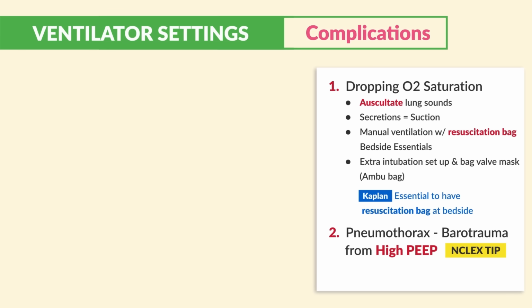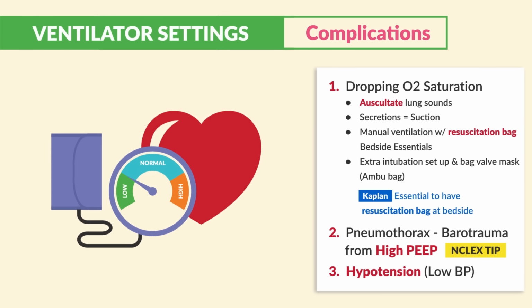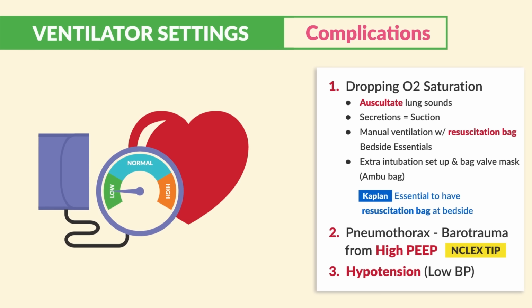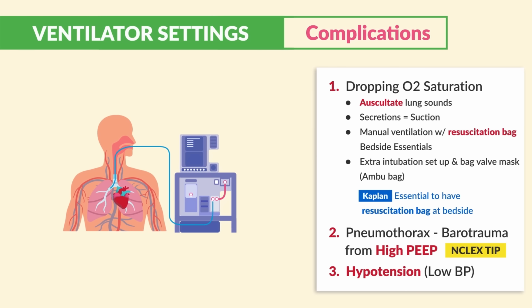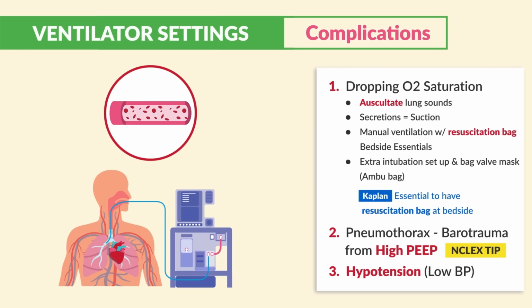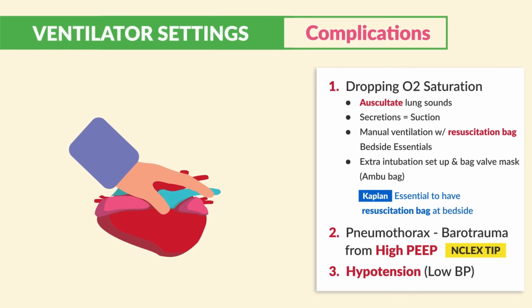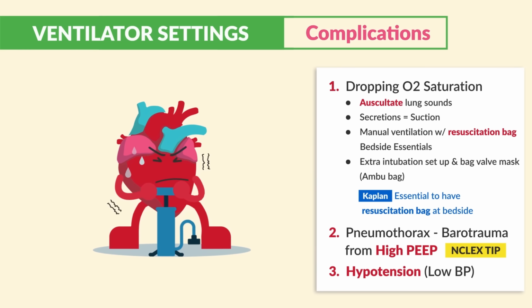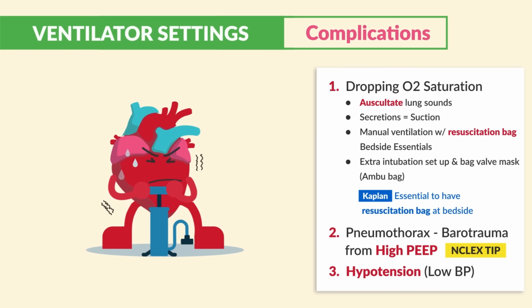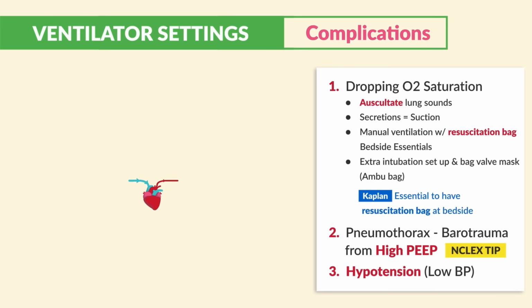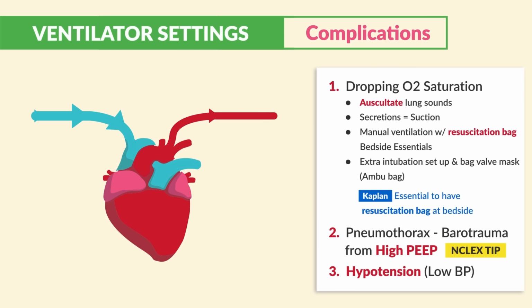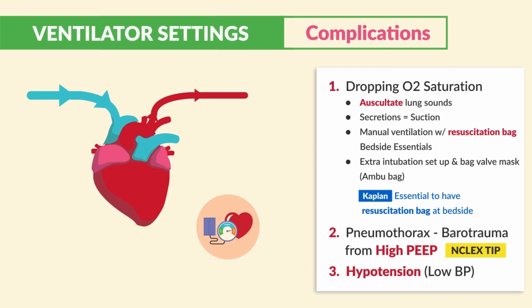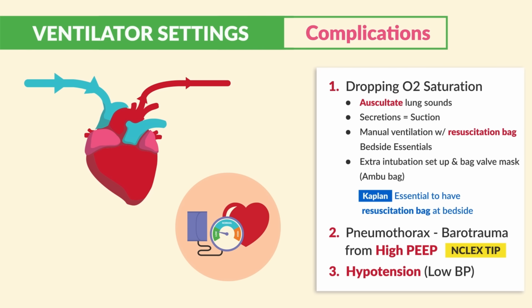And lastly, number 3 is our hypotension, that low blood pressure. Another adverse effect from all that positive pressure going into the lungs, causing pressure on the thoracic blood vessels. Sort of like squeezing the heart down, reducing the heart's ability to pump, which reduces cardiac output. So less blood being pumped out of the heart, and this causes blood pressure to drop.